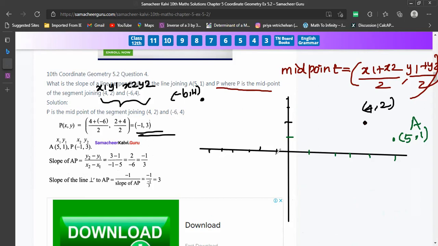Minus 1 means over here minus 1, 3 over here. So here is your P, minus 1, 3. So the line joining minus 6, 4 and 4, 2 will pass through the point P. Is it clear? Yeah.